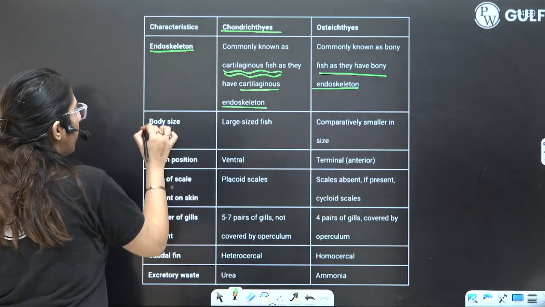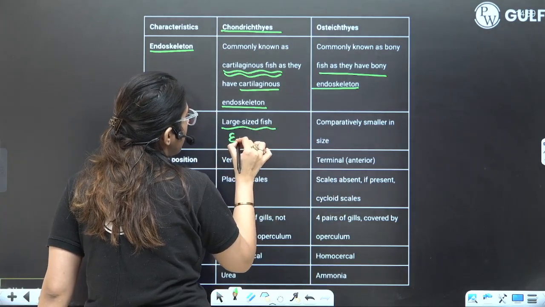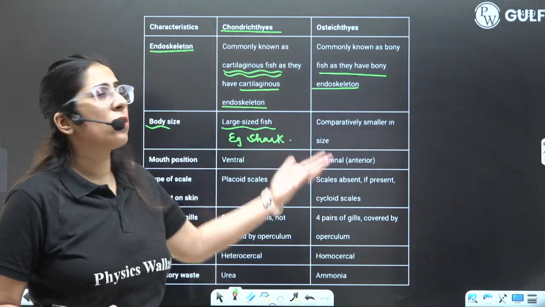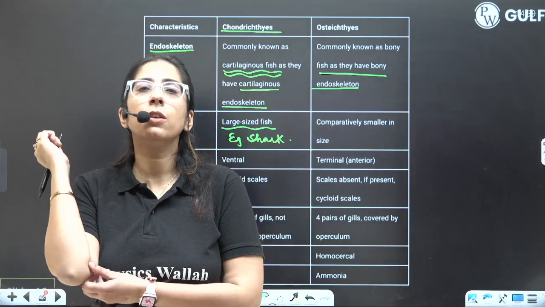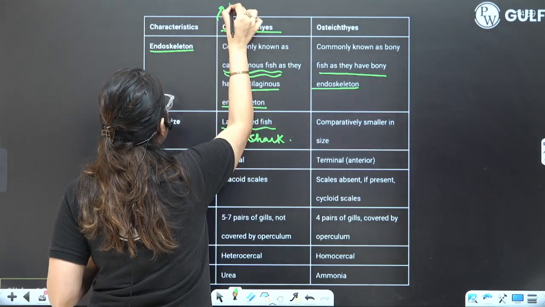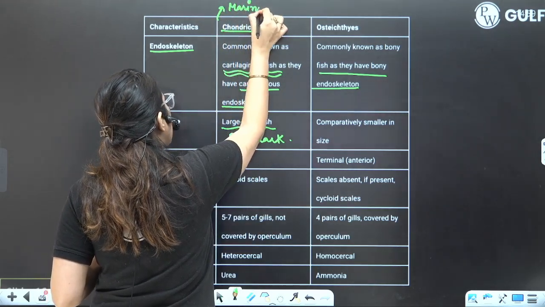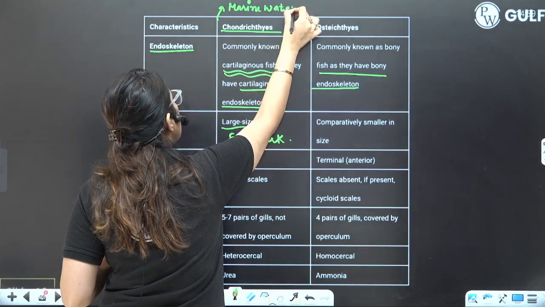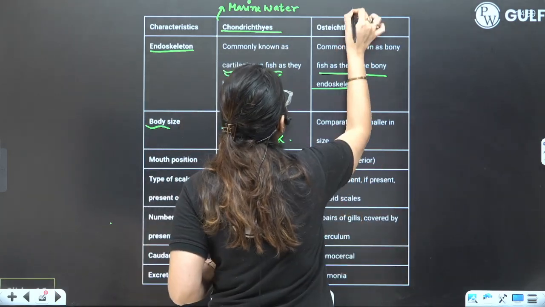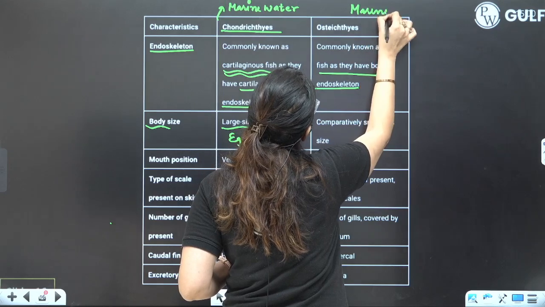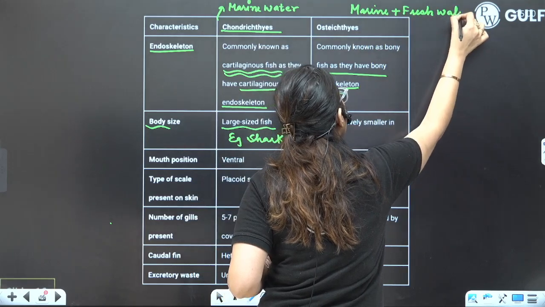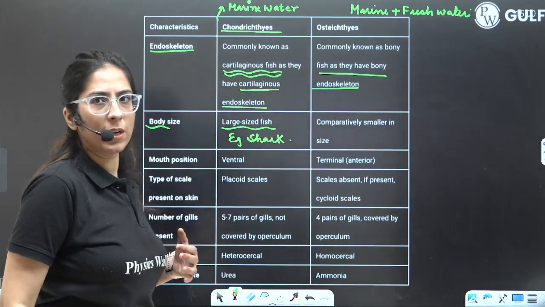If I talk about their body size, Chondrichthyes are large size fishes, for example your baby shark, whereas Osteichthyes are very cute. They are small in size. Chondrichthyes are those which you will always see in the marine water. Whereas Osteichthyes are those which are in marine water as well as fresh water.